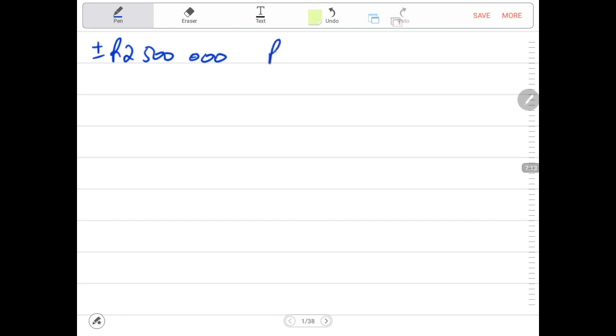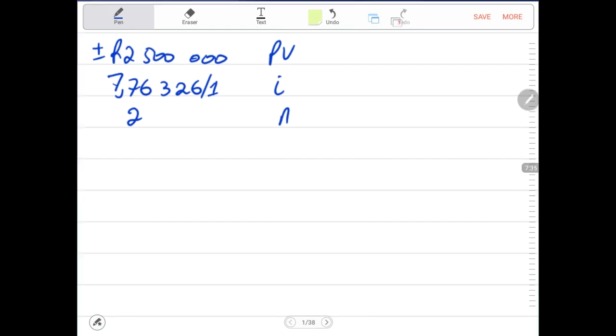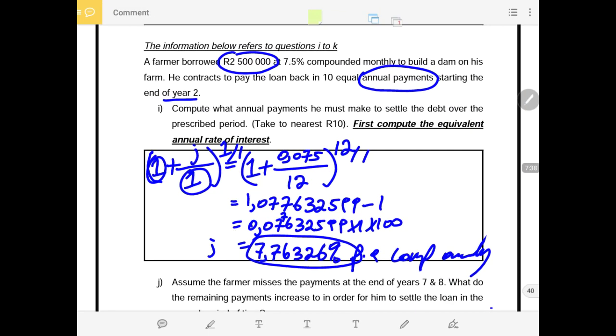2,500,000 rands is the present value. The interest is 7.76326 divide by 1. I don't want to forget this. Why do we divide by 1? Because interest is compounded once a year. So our N is 2. Why is our N 2? Because in year 1 the farmer did not make any payment. In year 2 the farmer did not make any payment, but only at the end of year 2.